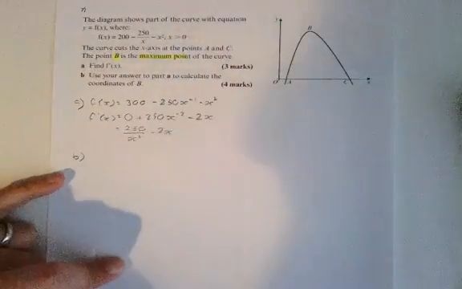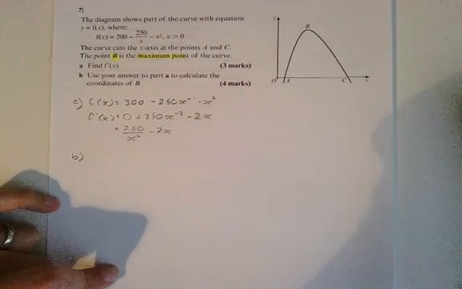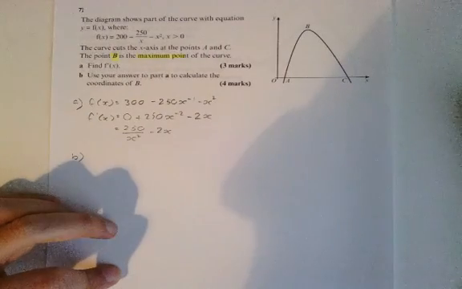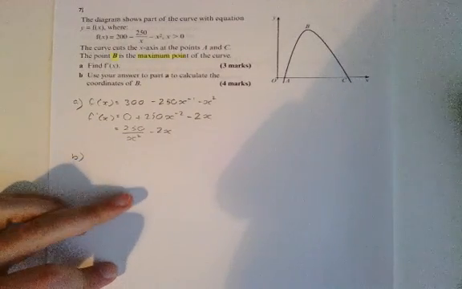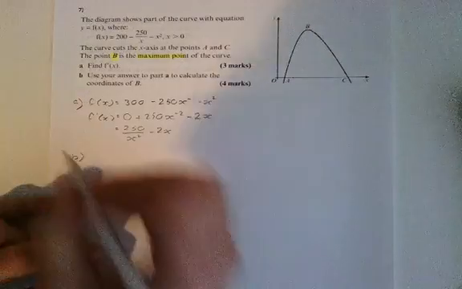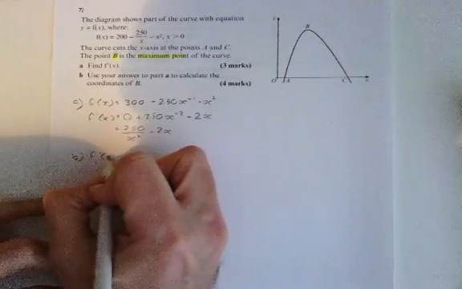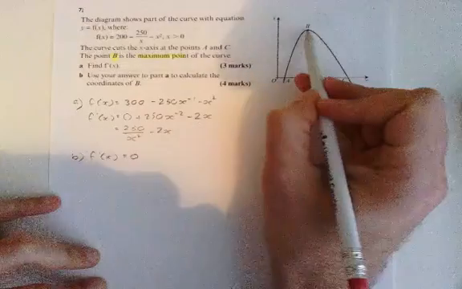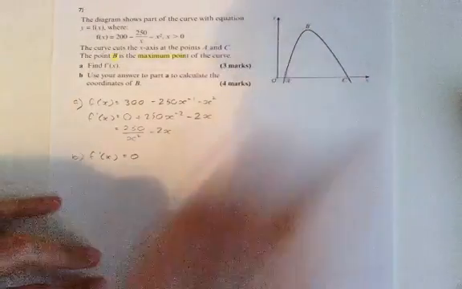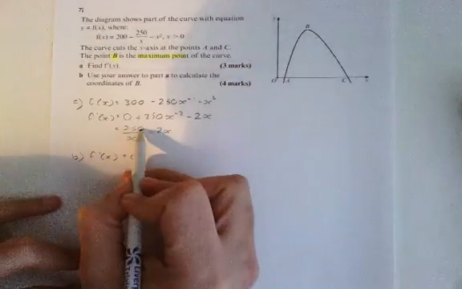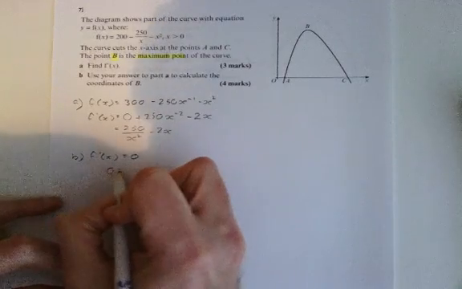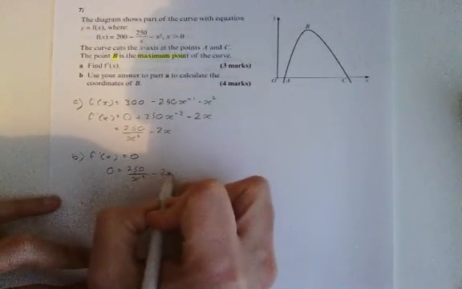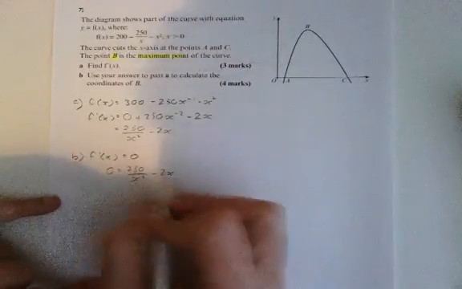Okay. Part B. Use your answer to part A to calculate the coordinates of B. Well, B is a maximum. So B is where the differential will equal 0. So f dash of x must equal 0 at that point, because, remember, at that point the gradient will be flat. So we need to put this equal to 0. So we're going to get 0 equals 250 over x squared minus 2x, and then solve that.